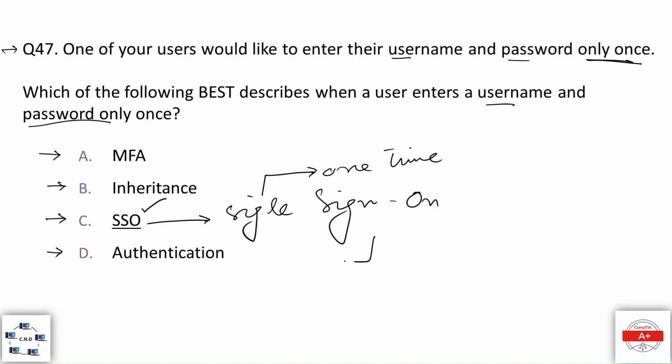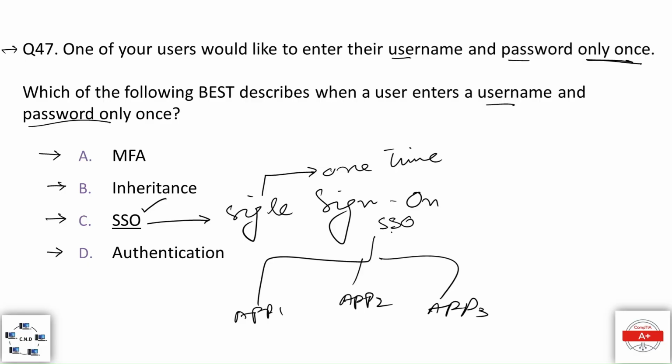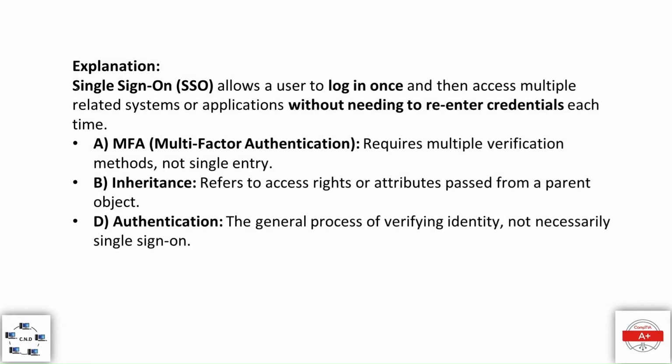And then the user can use, let's suppose we have multiple applications: application 1, application 2, and application 3. So the user does not need to enter a username and password for each application. The user needs to enter the username and password only once through SSO, and then will be able to use all the applications. So single sign-on, SSO, allows a user to log in once and then access multiple related systems or applications without needing to re-enter credentials each time.